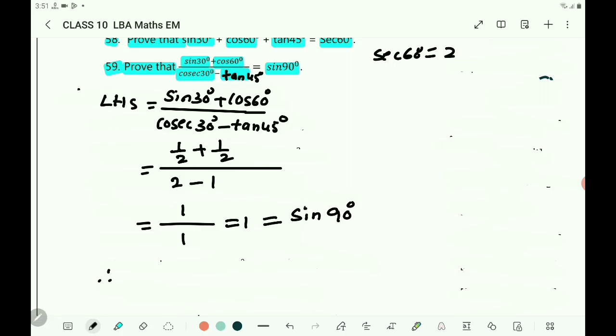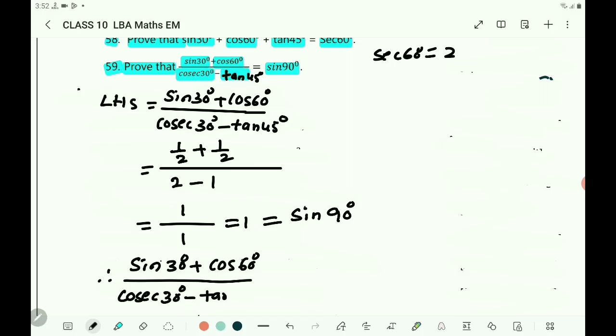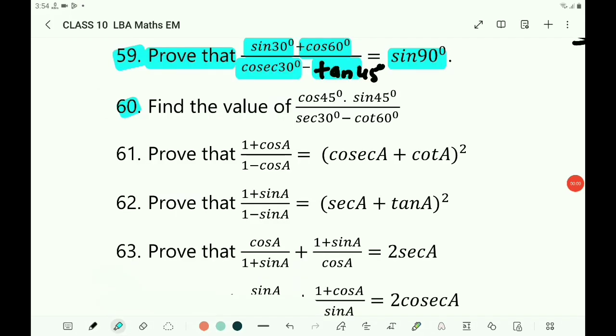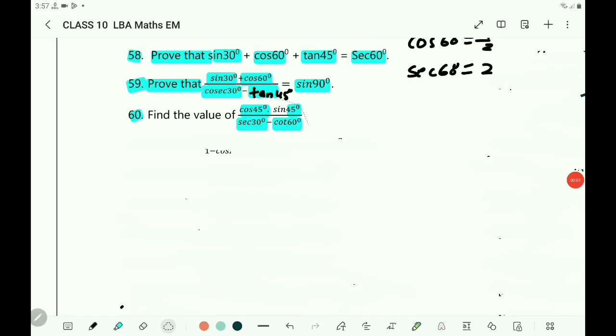Therefore you write sin 30 degree plus cos 60 degree by cosec 30 degree minus tan 45 degree is equals to sin 90. Question number 60. Find the value of cos 45 degree into sin 45 degree by secant 30 degree minus cot 60 degree. Write this one.